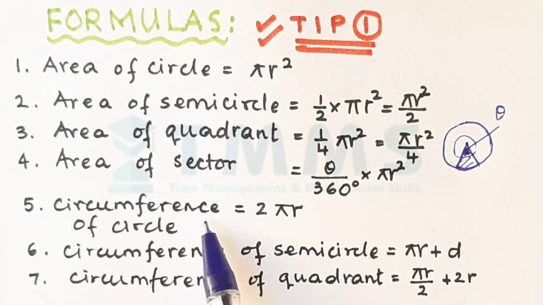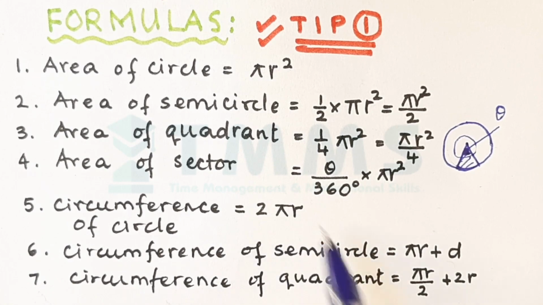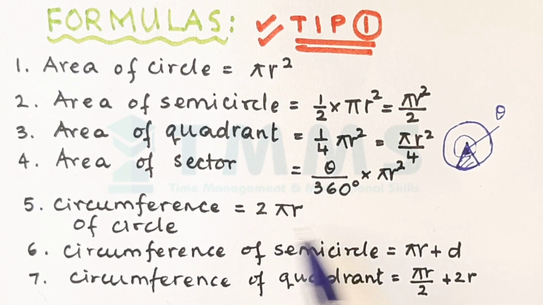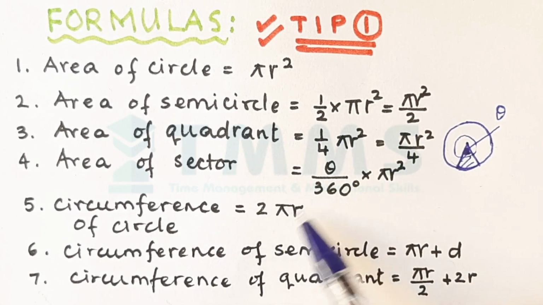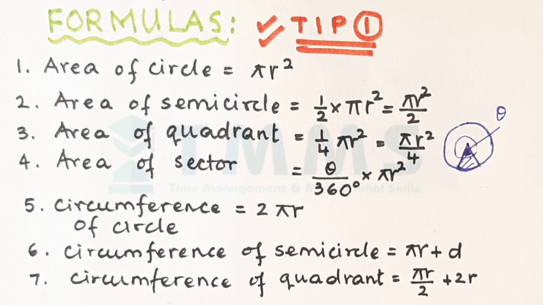Next we come to circumference. Circumference is the perimeter of the circle. It is 2 pi r. Everywhere, can you see we are writing pi, pi, pi, pi. How much is pi? 22 upon 7 or 3.14.